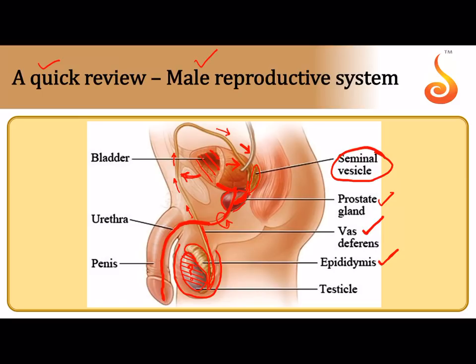Okay. So this was the overview, the quick review of the male reproductive system. So what else did you learn? Now let me move on to the next slide.